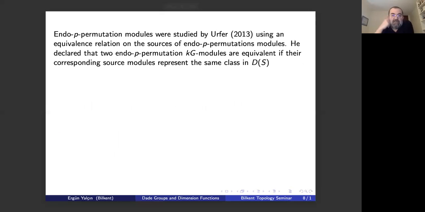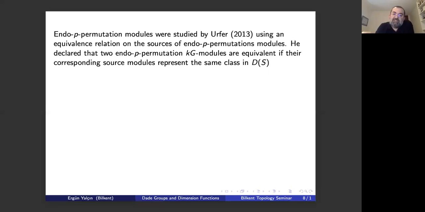So this is Urfer's work. Urfer is actually a student of Jacques Thévenaz, and this is mostly his thesis work from 2013. He studied the p-permutation modules by looking at their sources. So those are modules where you can view M as a summand of an induced module.